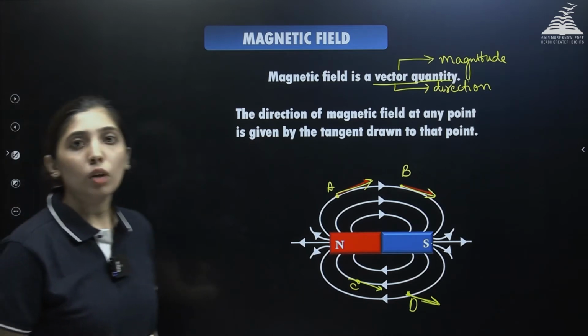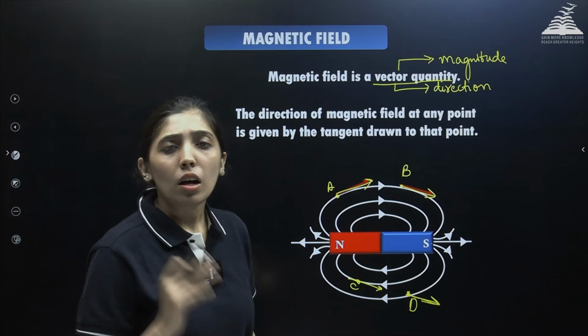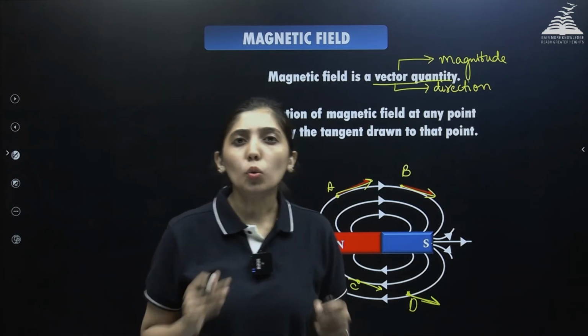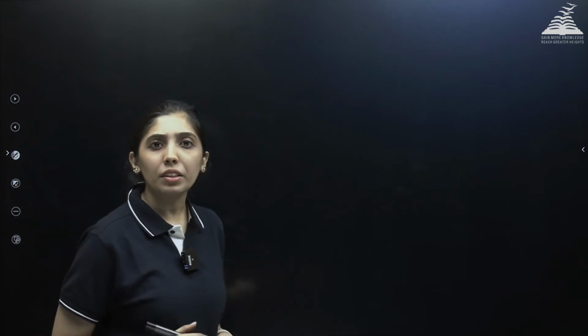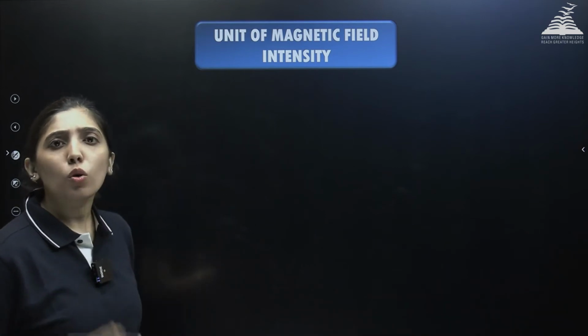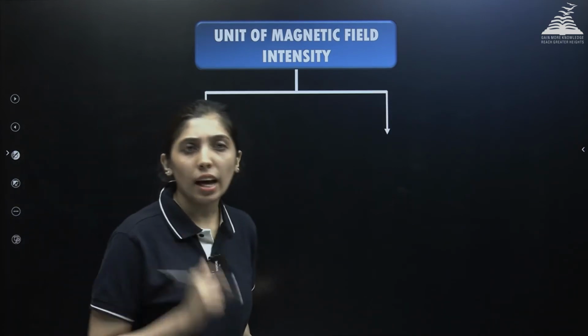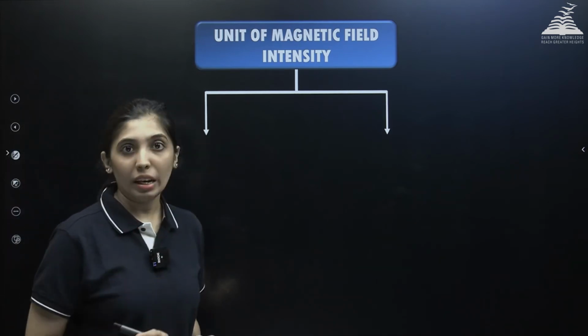Now that we understood about magnetic field and its direction, let's move on to study the units of magnetic field intensity. We all know there are two kinds of unit, the SI unit and the CGS unit. The SI unit being very important.